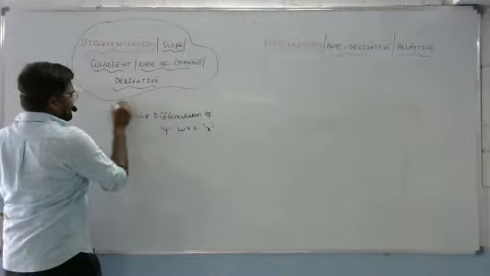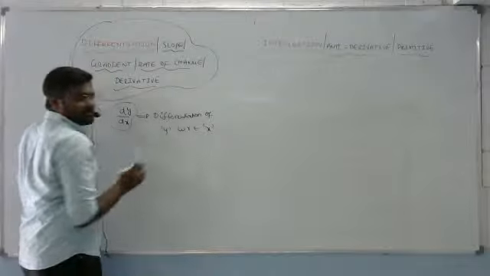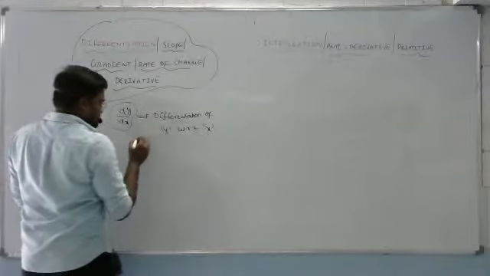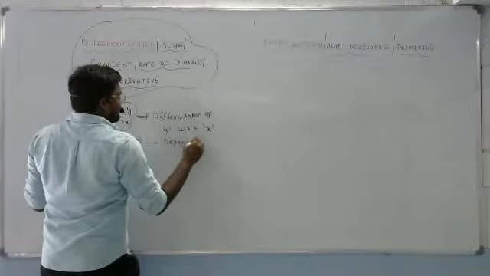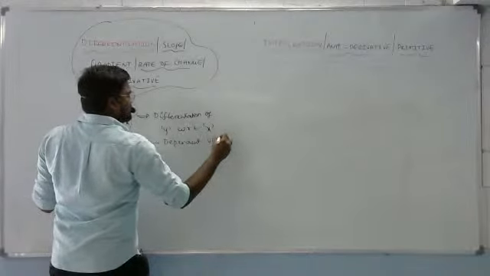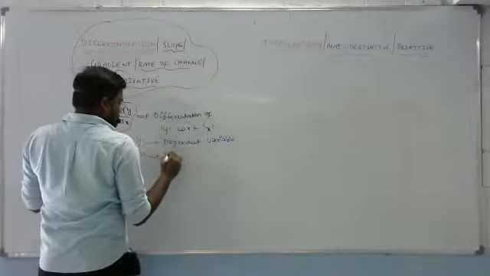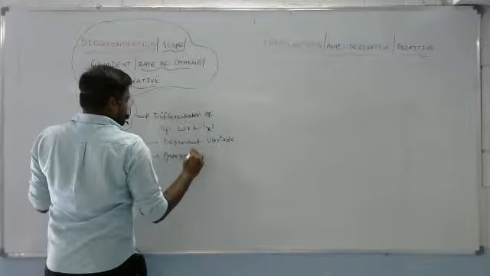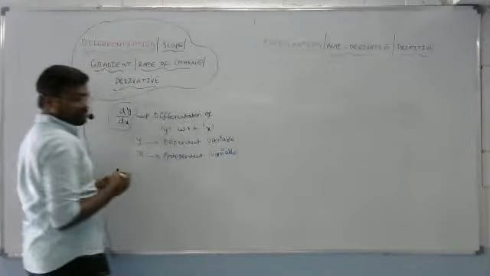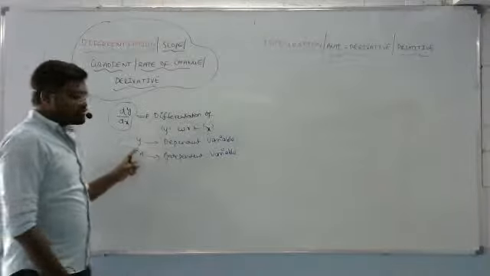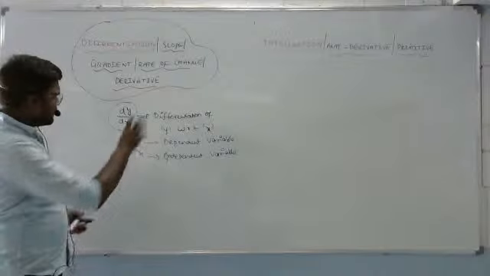When I say dy by dx, the meaning of this one is differentiation of y with respect to x. Correct? Here, y is called the dependent variable. Just basic terminology, okay? Very quickly, I'll go to differentiation. X is called the independent variable. Y is called the dependent variable. X is called the independent variable, right?